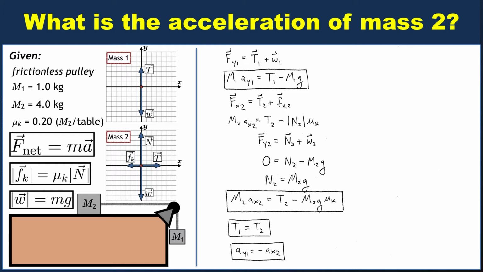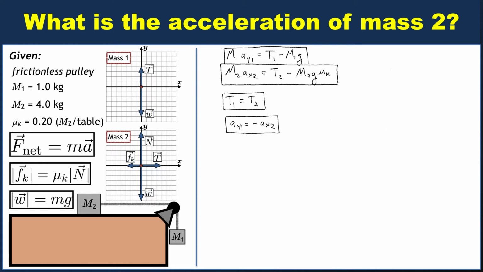So let's put all four boxed equations up near the top. The easiest way to solve this system is actually to just subtract off this second one from this first one. So let's do that first, and then we'll worry about the tension and acceleration constraints. So we do that, and we get this long expression, m1 ay1 minus m2 ax2 equals T1 minus m1 times g minus the quantity T2 minus m2 g mu sub k. I think I said all that correctly.